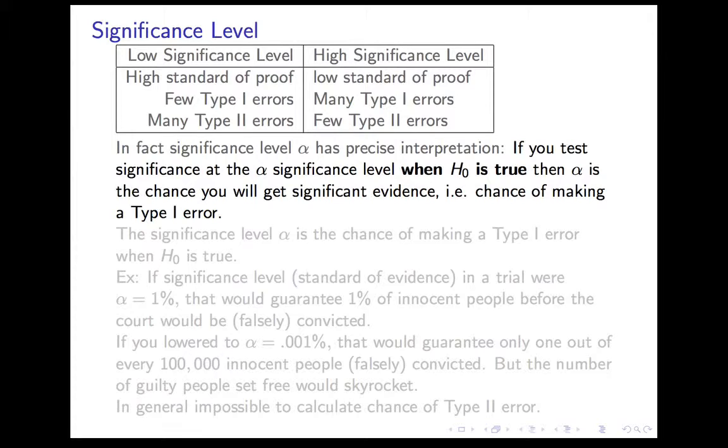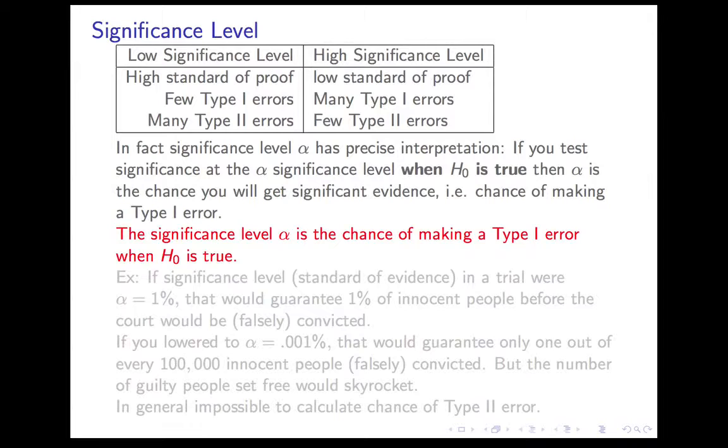So if you do a significance test at the alpha significance level when the null hypothesis is true, so we're making one of these Monty Hall statements where you're imagining that you're looking down from heaven, you know that the null hypothesis is true. If you do a significance test, then your chance of finding significant evidence is alpha. That is, your chance of making a type 1 error is alpha. So the most important thing to walk away from in this lecture is: the significance level alpha is the chance of making a type 1 error when the null hypothesis is true.